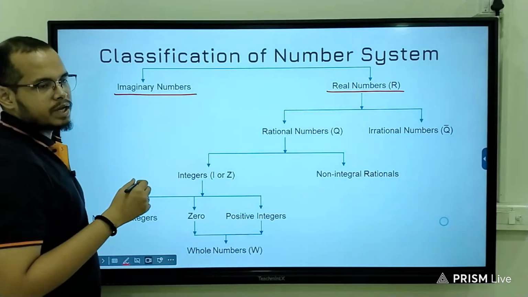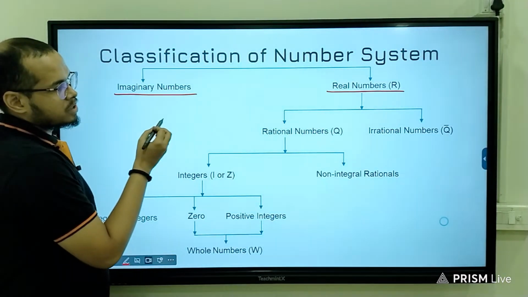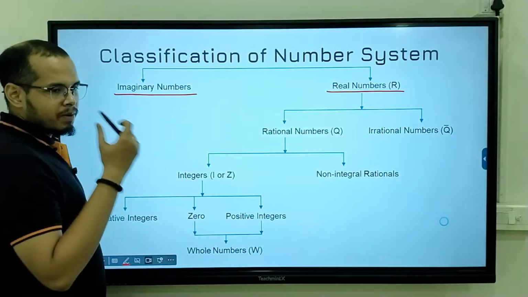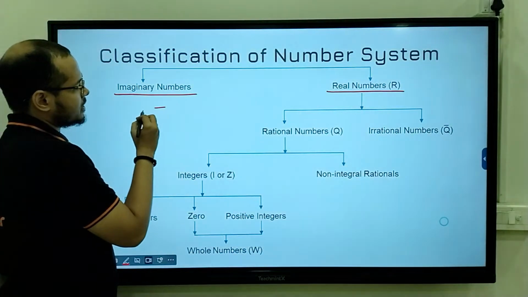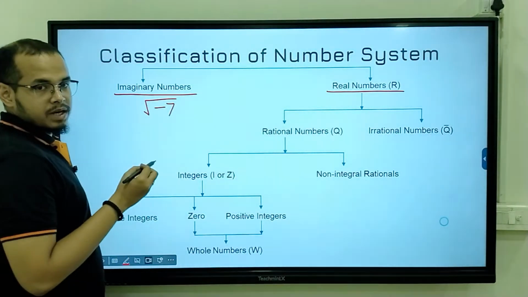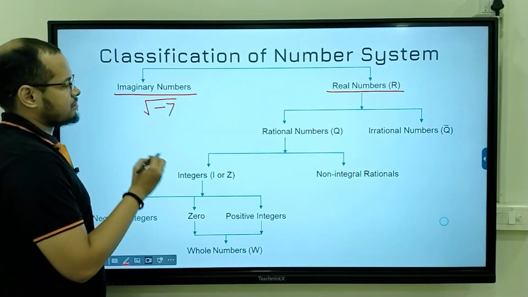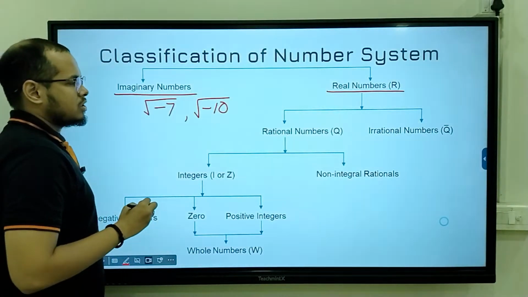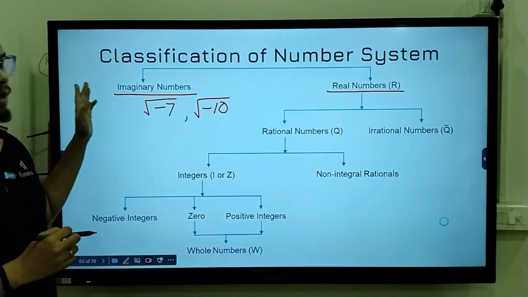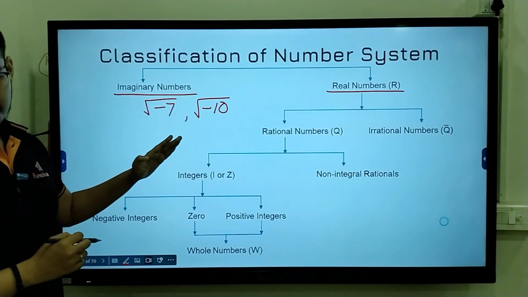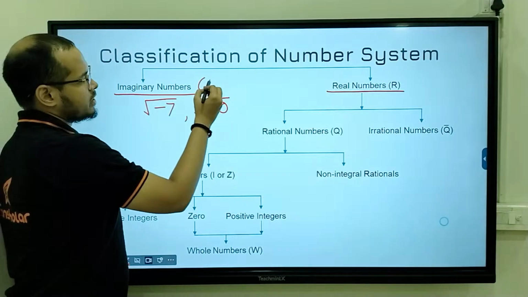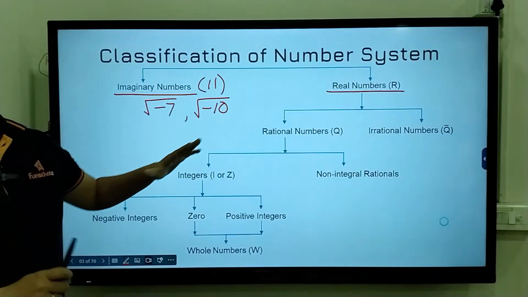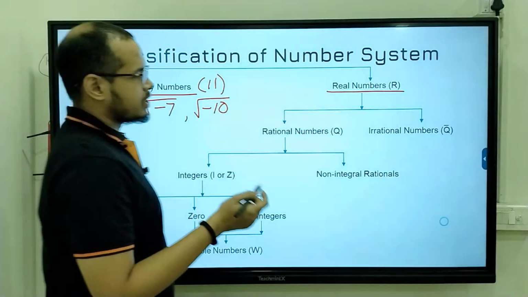An imaginary number is any number that cannot be plotted on a number line, not only plotted, but cannot even be imagined. Like if I say minus root 7, the minus is inside the root. Or minus 10, if it is inside a root, it becomes an imaginary number. We cannot do anything with this number. This concept is going to be covered in class 11, not now. So we'll be focusing on the right hand side, that is, real numbers.